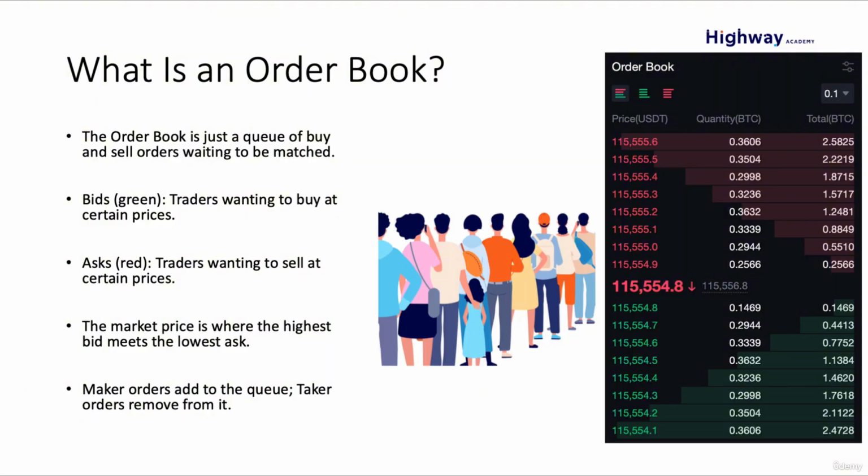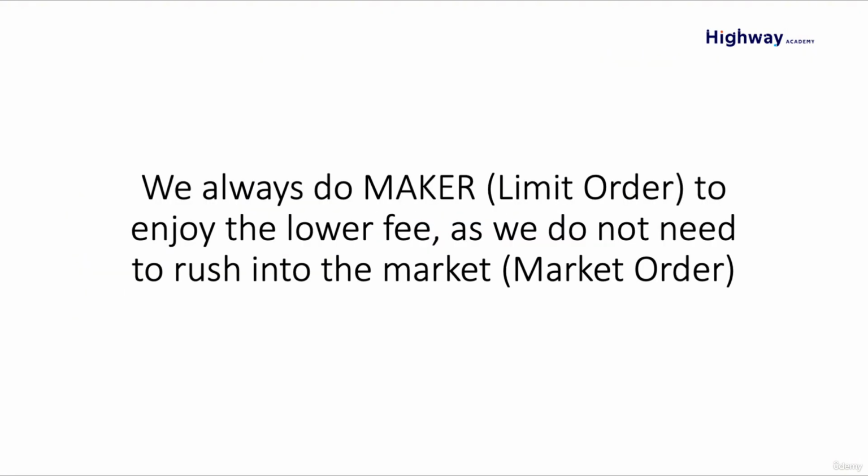So in summary, the order book shows live buy and sell orders. Green bids are buyers waiting to buy. Red asks are sellers waiting to sell. And the market price is where they meet in the middle. Understanding how to read the order book helps you see where demand and supply exist and gives you insight into the market depth, which is key for timing your entries and exits.